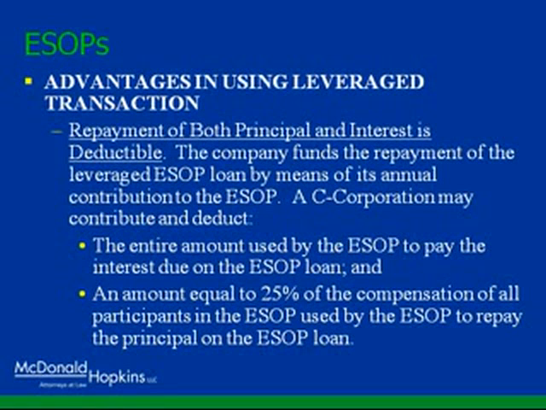The deduction is occurring because the company is making a contribution to the ESOP in an amount that cannot exceed 25% of eligible compensation in any given year, plus interest, that is then used to repay the ESOP debt by the ESOP to the company. That's the technical way it occurs.